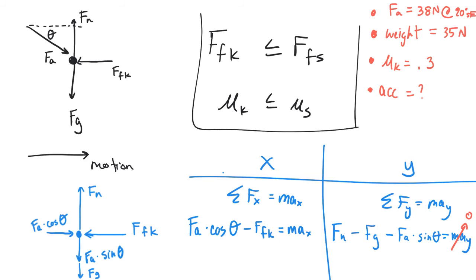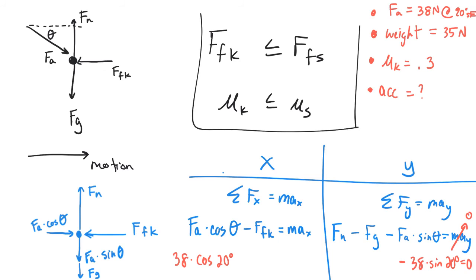Now, a lot is going on in this problem. What do I know directly that I can plug in right now? Helen? FA cosine and FA sine. Very good. So let's start with that. So we got the 38 times the cosine of 20, which is its angle. And over here we have 38 times the sine of 20. So all I did so far is substitute in for the applied force and the angle that it's at.